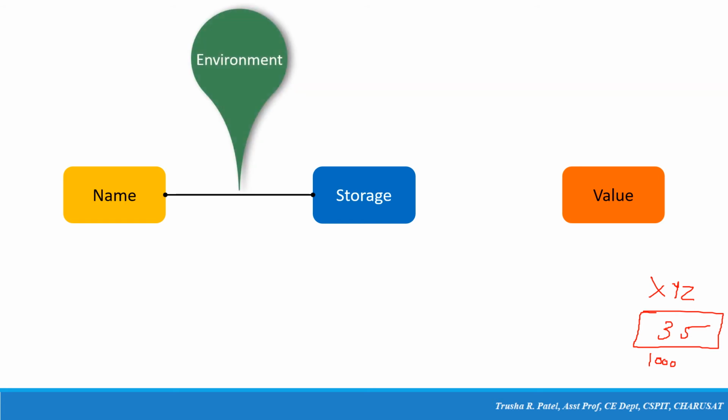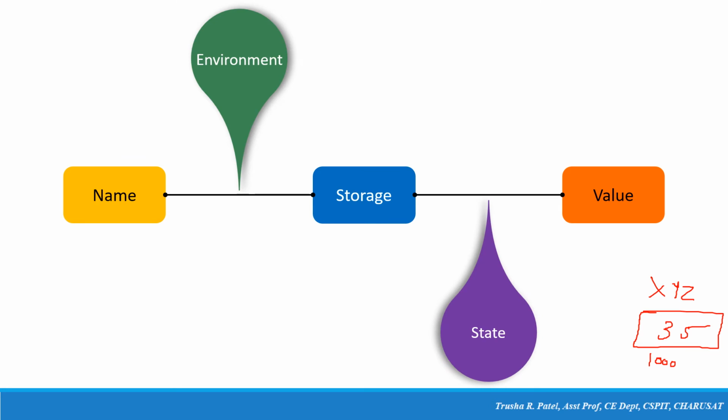So binding of the name and the storage is done by the environment, and binding of the storage and the value is done by the function which is called state. So the environment will give you the information of binding of name and storage. That means XYZ is allocated at memory location 1000. This is given by the environment. And storage and value binding means at the 1000 memory location I have a value 35H, that is given by the state.